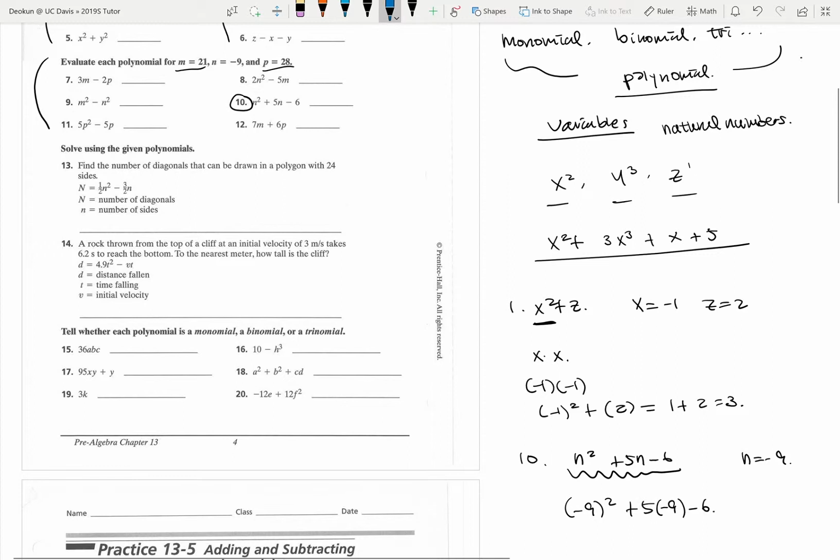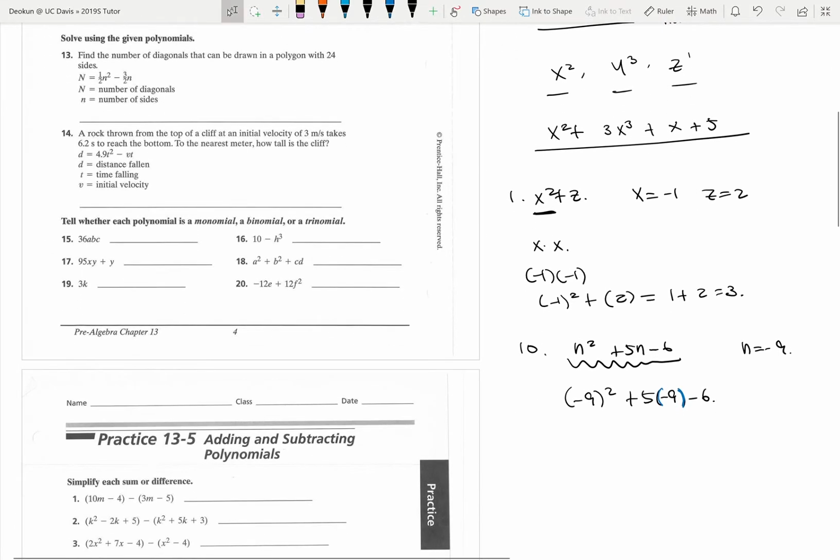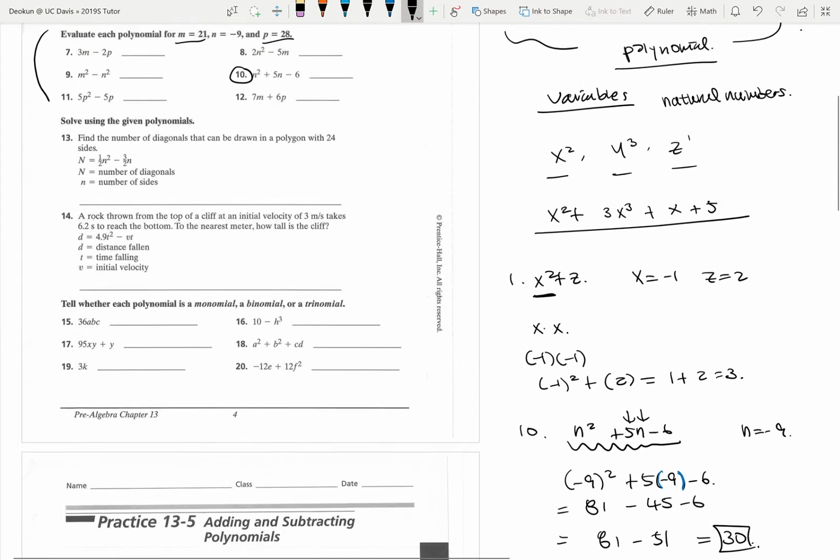In this case, this parenthesis is very, very important because without the parenthesis, it may seem like -9 squared plus 5 minus 9 minus 6, which is incorrect because 5 and n are being multiplied. So if you evaluate it, you get positive 81 minus 45 minus 6, which is 81 minus 51, that is positive 30 as the answer.